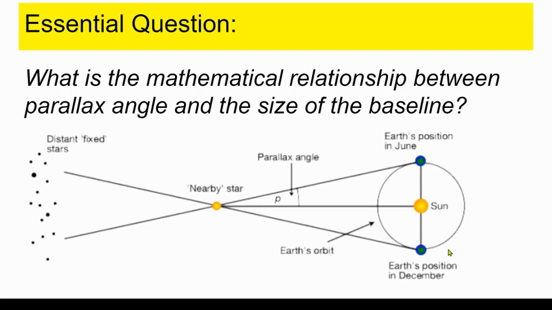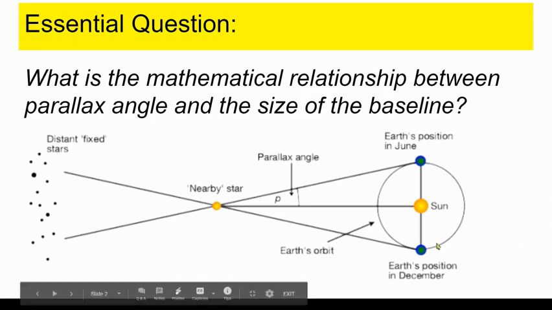So for Experiment 2, the essential question of the lab is, what is the mathematical relationship between the parallax angle and the size of the baseline? In this lab, we're going to explore how we change the size of our baseline and how that will affect the parallax angle. For Earth, astronomers have a large baseline, Earth's orbit.